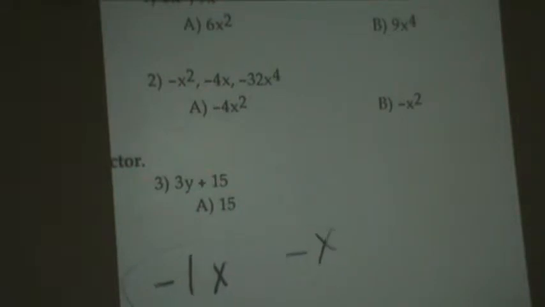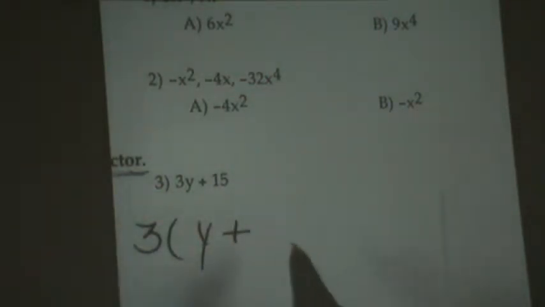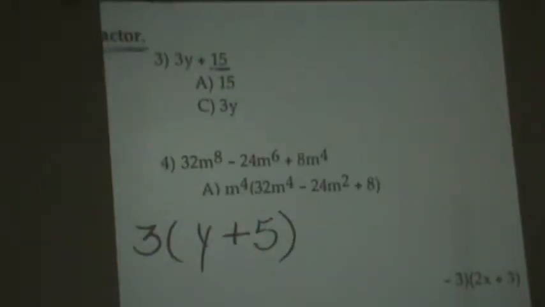Okay, number 3. What can you factor out of 3y plus 15? What do they have in common? 3. Okay, you don't just need the GCF, you need to factor it. So to factor the 3 out, what's your first term? y. Plus what? 3 times 5 is 15. Okay, number 4.